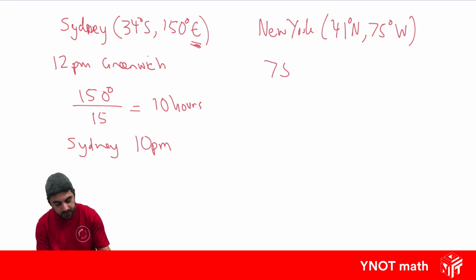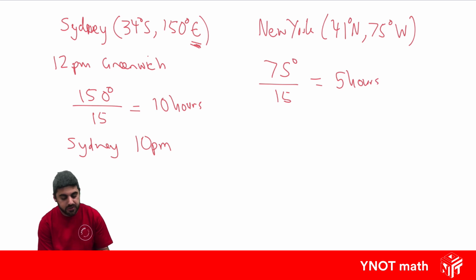Let's do New York. So New York is 75 degrees west. We divide that by 15, which will tell us the hour difference, which gives us 5 hours. But because they're west of Greenwich, they're behind. So we have to take our 12 p.m. and minus 5 hours. So 12 p.m. minus 5 hours, and that's going to give us 7 a.m. in New York.